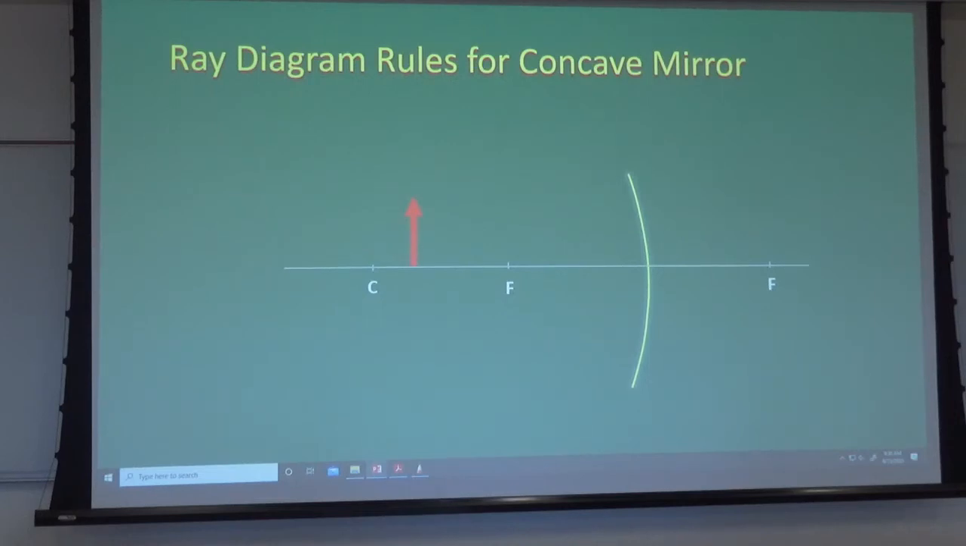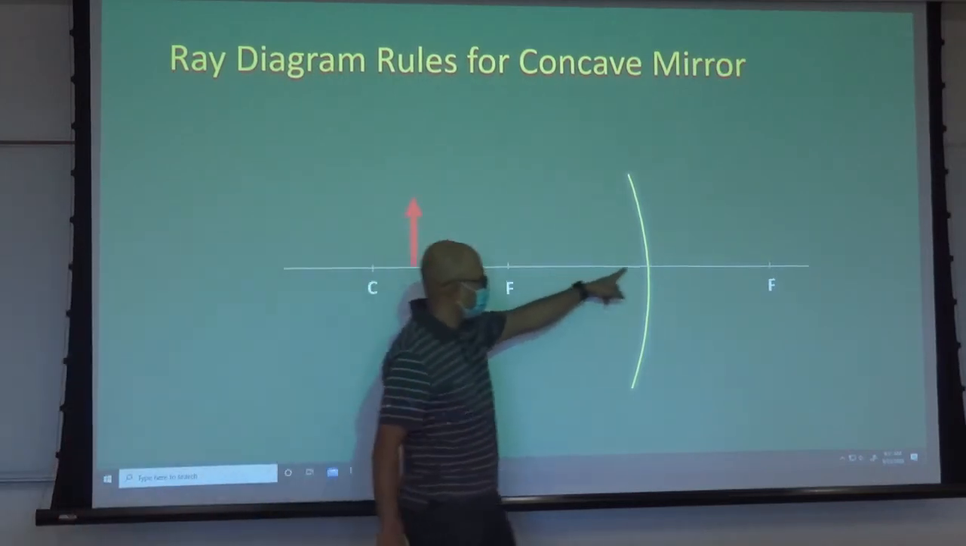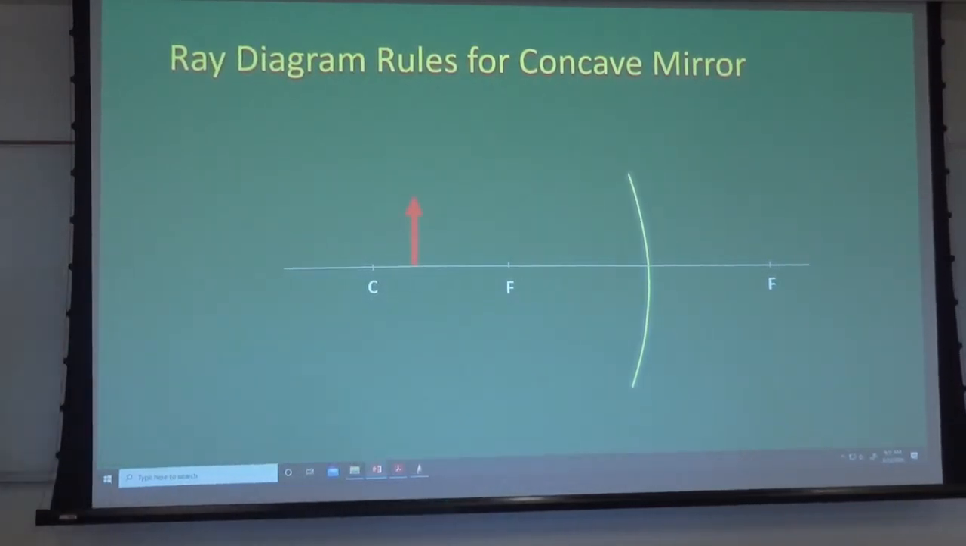So the first rule is the same as the rule in the lens. If the light from the object hits the mirror parallel to the axis, so we have this axis, principal axis. You have this axis that is passing through the optical center. That axis is also called principal axis. You can just call it axis. So any ray that is parallel to that axis will be reflected.